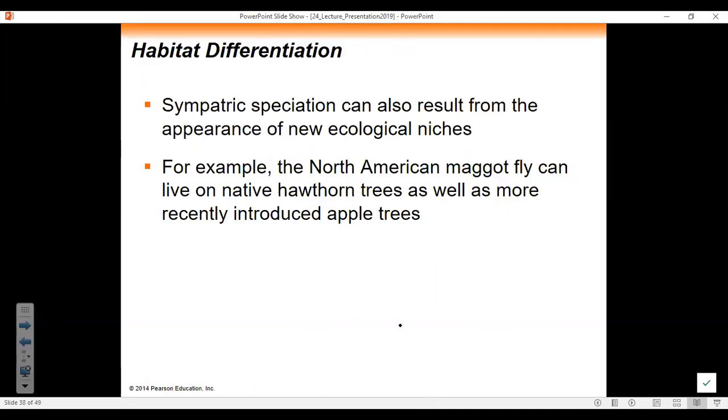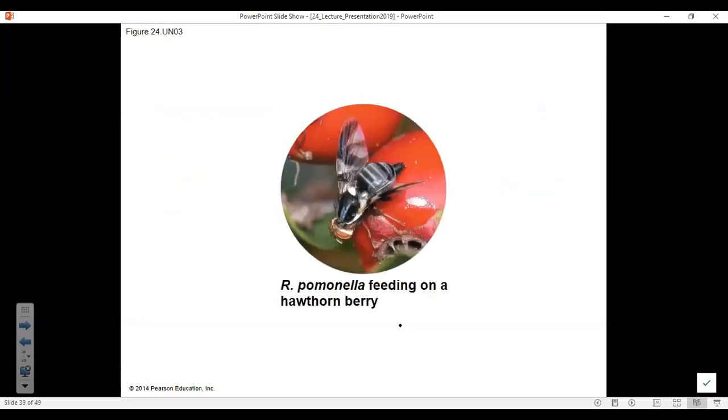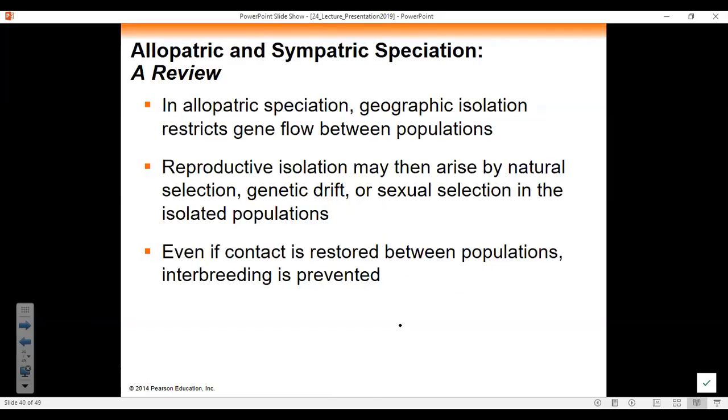Habitat differentiation is another one. If organisms like that snake back in the beginning, the garter snake, end up going into a different area, then they might not interbreed anymore. The North American maggot fly lives on hawthorn trees and also apple trees. So here it's feeding on a hawthorn berry.